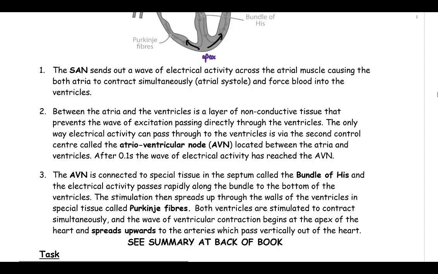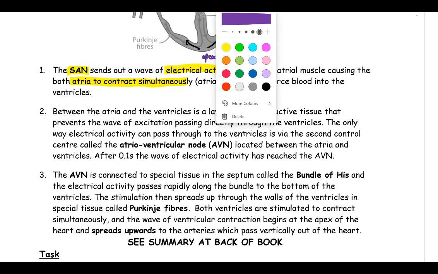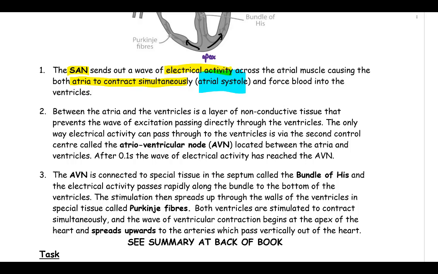So if we look at the notes for this, the SA node sends out a wave of electrical activity across the atrial muscle, causing the atria to contract at the same time, which is atrial systole. And then blood goes into the ventricles. Between the atria and the ventricles is the layer of non-conductive tissue, which is the yellow fat that prevents the wave of excitation passing directly through the ventricles.